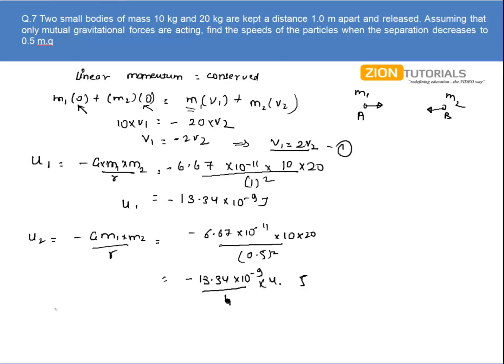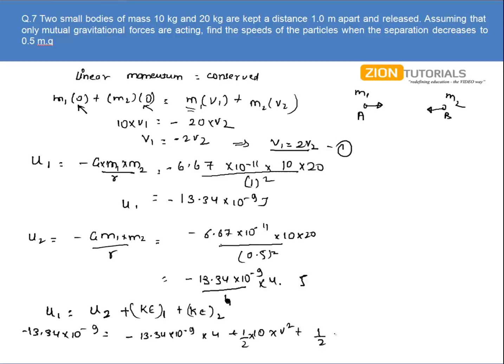Now what I have to do is conserve the energy, that is, the initial energy, which was only gravitational potential energy, will be converted into the gravitational potential energy when the distance reduces to 0.5 plus the kinetic energy of mass 1 plus kinetic energy of mass 2. So just substitute the values. I have minus of 13.34 into 10 to the power minus 9 is equal to minus of 13.34 into 10 to the power minus 9 into 4 plus half of 10 into v square plus half of 20 into 2v square.